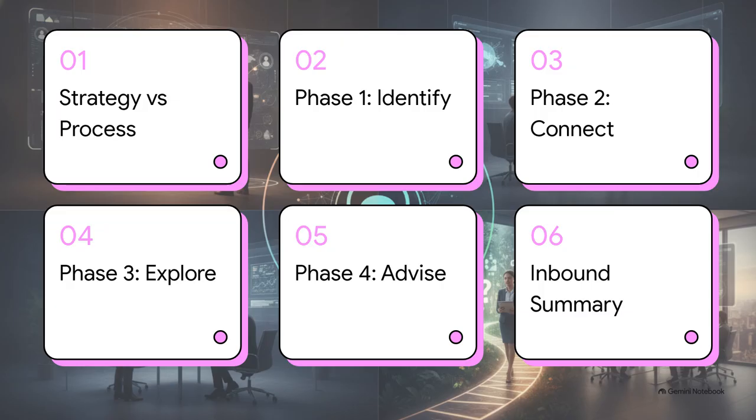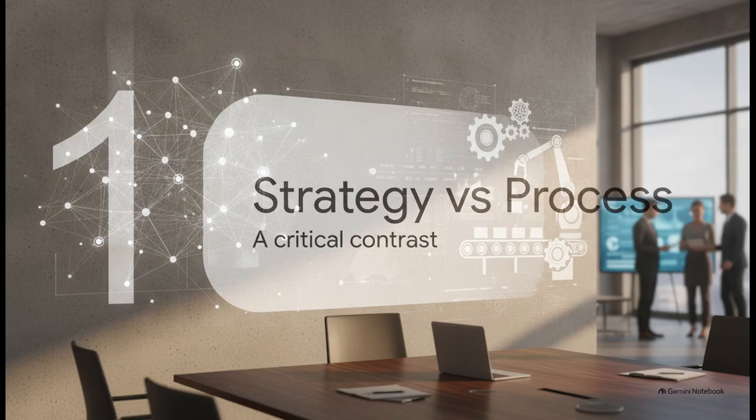Okay, so here is our roadmap for today's explainer. First, we'll look at strategy versus sales process. Then, we'll walk through the 4 phases together: identify, connect, explore, and advise. And finally, we're going to wrap the whole thing up with a quick inbound summary. Let's jump right into Section 1, strategy versus sales process.